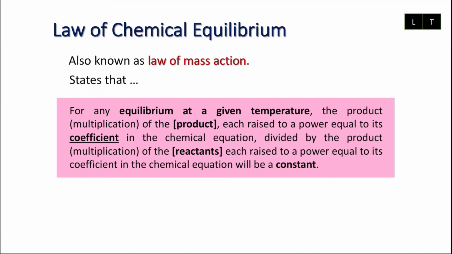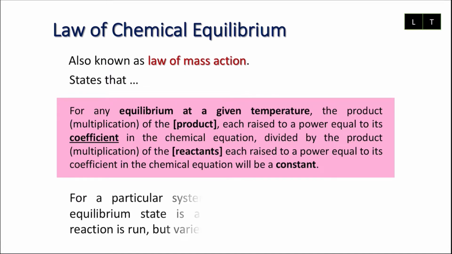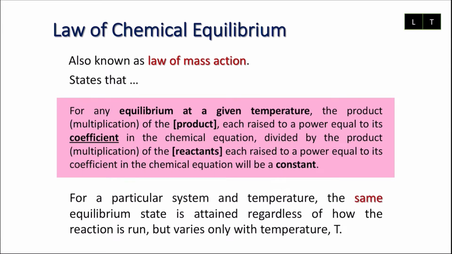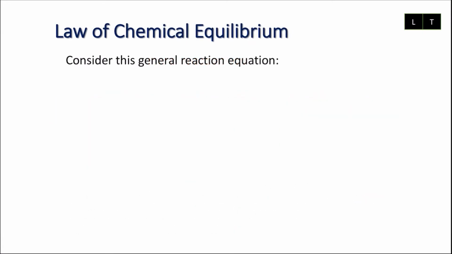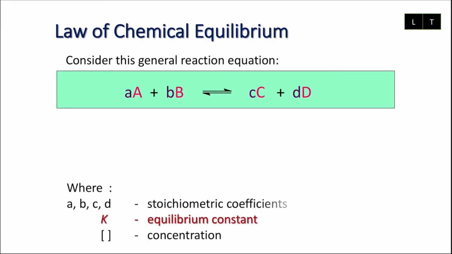of mass action. Sebelum itu, for a particular system and temperature, the same equilibrium state is attained regardless of how the reaction is run. Cuma, dia akan berubah sekiranya awak change its temperature. So, untuk case macam mana kita nak write the expression, we are going to consider this general reaction equation di mana I have reactants A and B reversible with the products C and D.